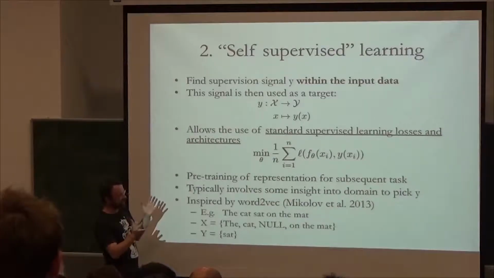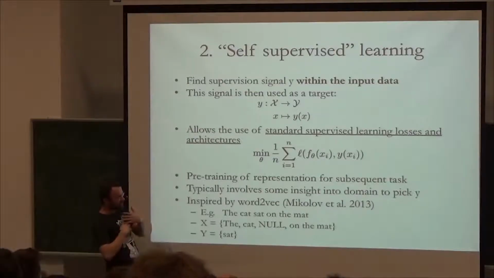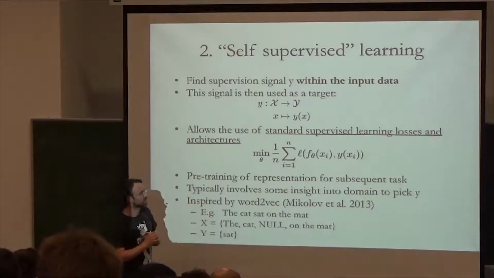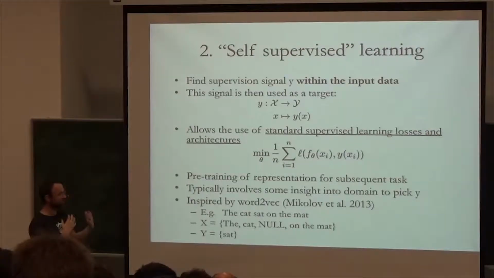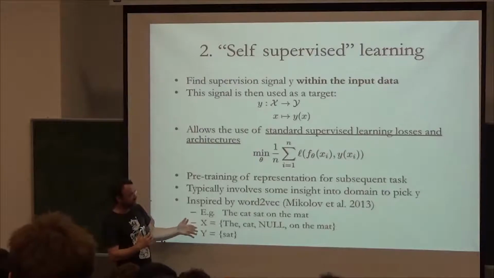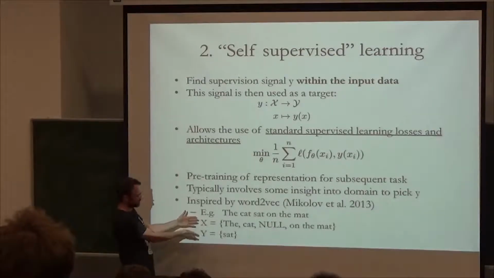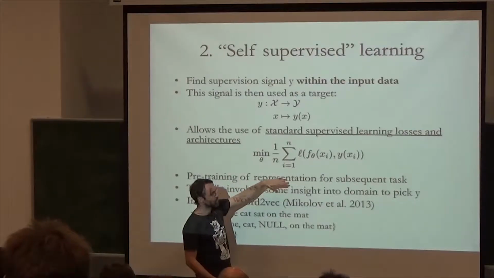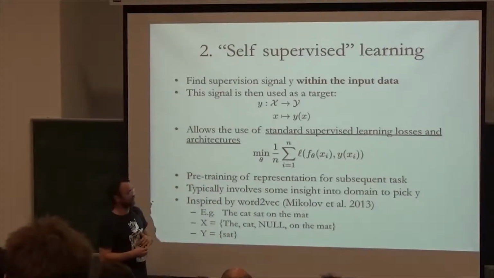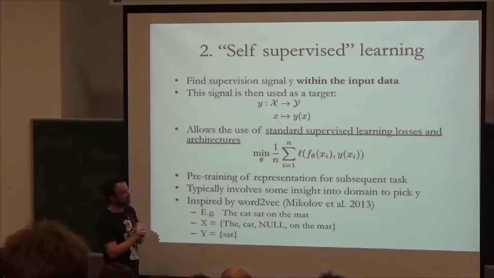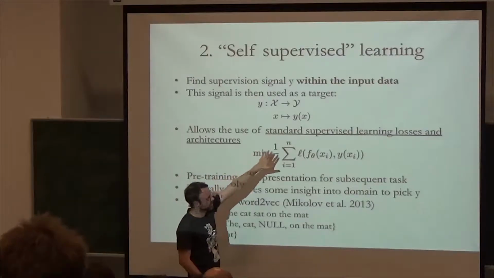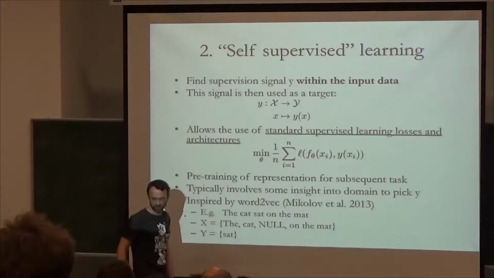In practice, what people do is use this kind of self-supervision as a pre-training recipe for some subsequent task. The idea is that if you pick this target Y in the right way, then the representation you learn would subsequently be useful for some downstream task, which you may not necessarily know in advance. The key point here is that people just want to be able to reuse the standard architectures that work so well in supervised learning.